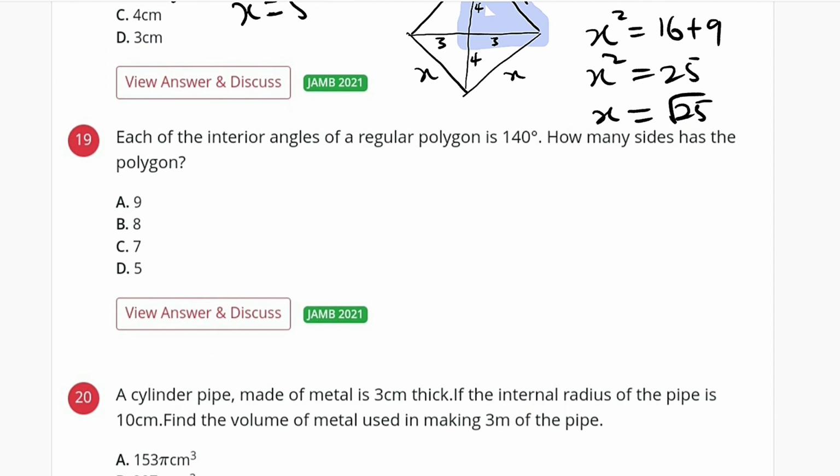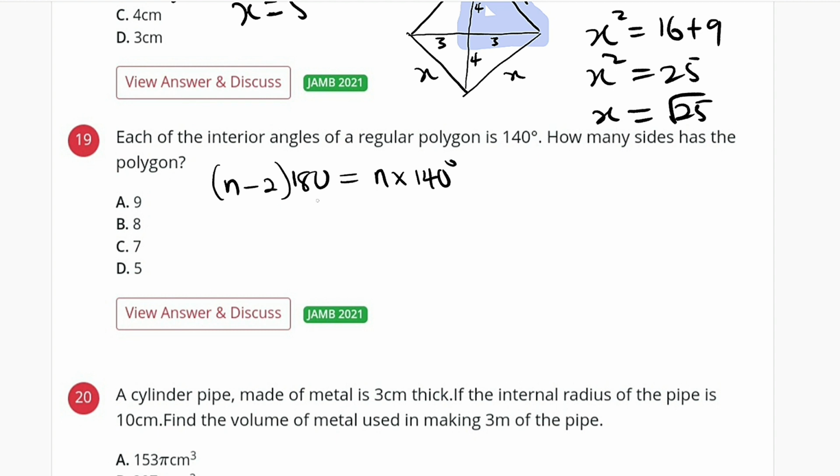Question 19. Each of the interior angles of a regular polygon is 140 degrees. A regular polygon is that type of polygon in which all the interior angles are equal. So here we want to find the number of sides. There's a formula for that, which says n, which we are looking for, minus 2 multiplied by 180 is equal to n multiplied by the degree, which is 140.